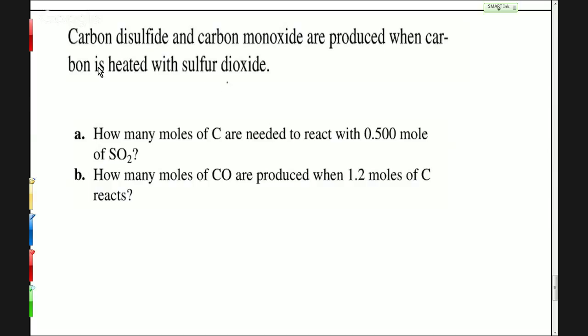What's actually happening is carbon is heated with sulfur dioxide. These things then are produced. So we would say in our equation, carbon plus sulfur dioxide forms carbon disulfide and carbon monoxide. Is that balanced? Don't think so. So we should balance it, huh? Now, what do we say in terms of a rule about balancing equations? There's really just one rule about what you start with. Anybody remember? How do you know which element to start with when you're trying to balance something?